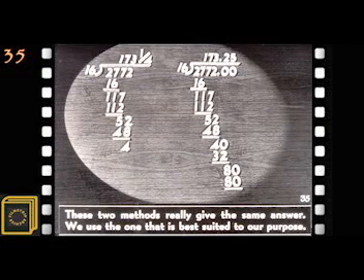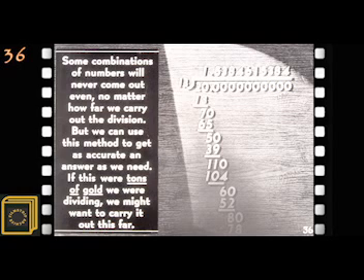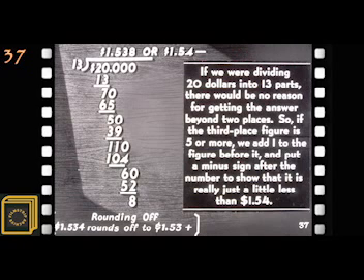These two methods really give the same answer. We use the one that is best suited to our purpose. Some combination of numbers will never come out even, no matter how far we carry out the division. But we can use this method to get as accurate an answer as we need. If this were tons of gold we were dividing, we might want to carry it out this far. If we were dividing $20 into 13 parts, there would be no reason for getting the answer beyond 2 places.